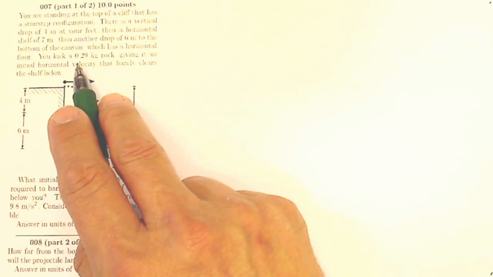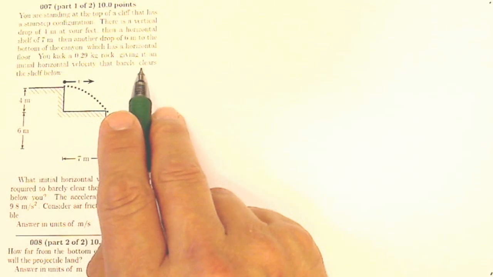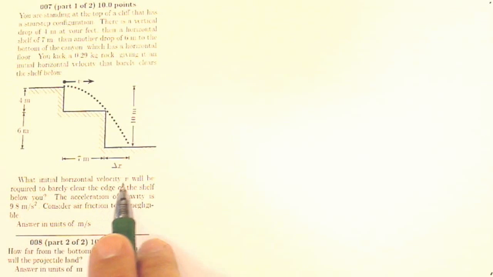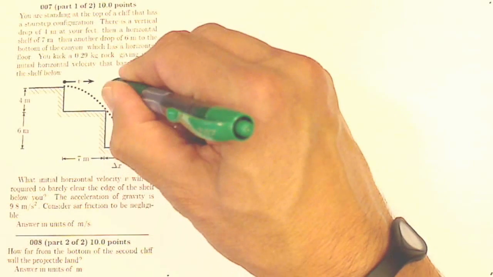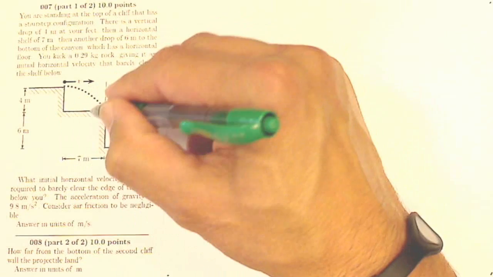You kick a 0.29 kilogram rock, giving it an initial horizontal velocity that barely clears the shelf below. What initial horizontal velocity will be required to barely clear the edge of the shelf below you? The acceleration of gravity is 9.8. So for this first part of the problem, I'm just interested in right here, this portion of the flight.